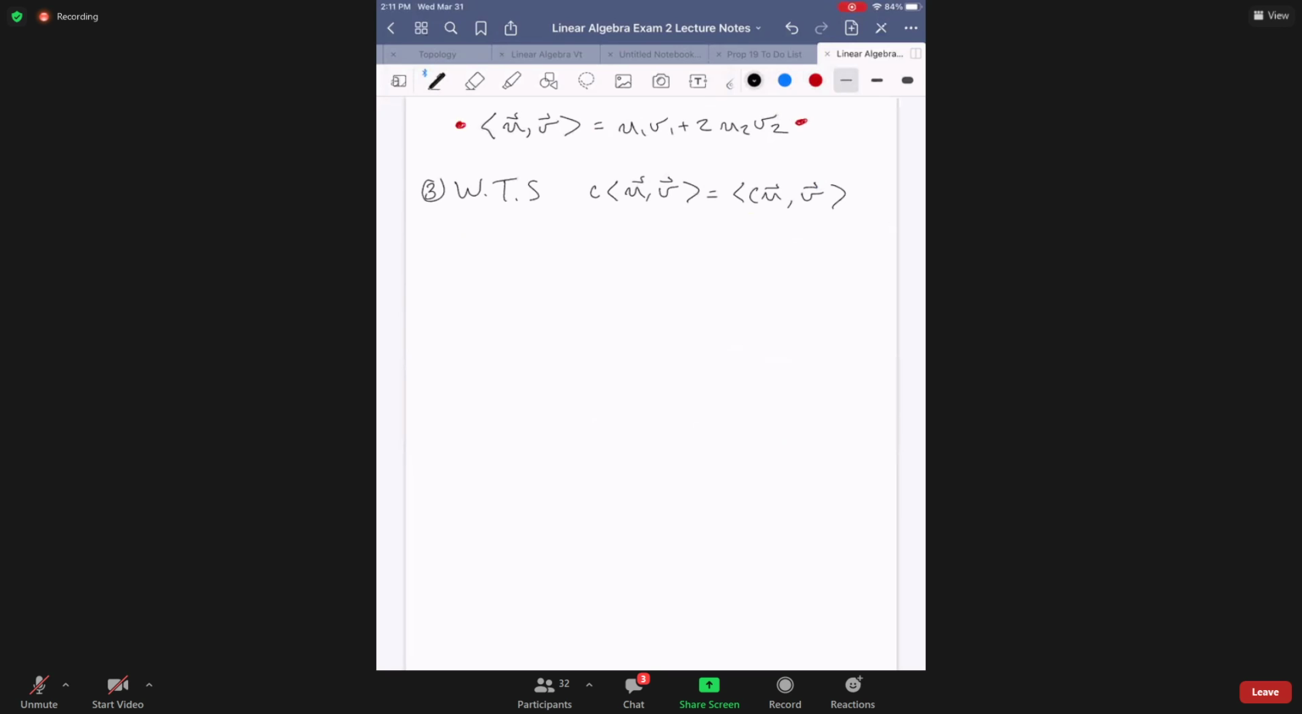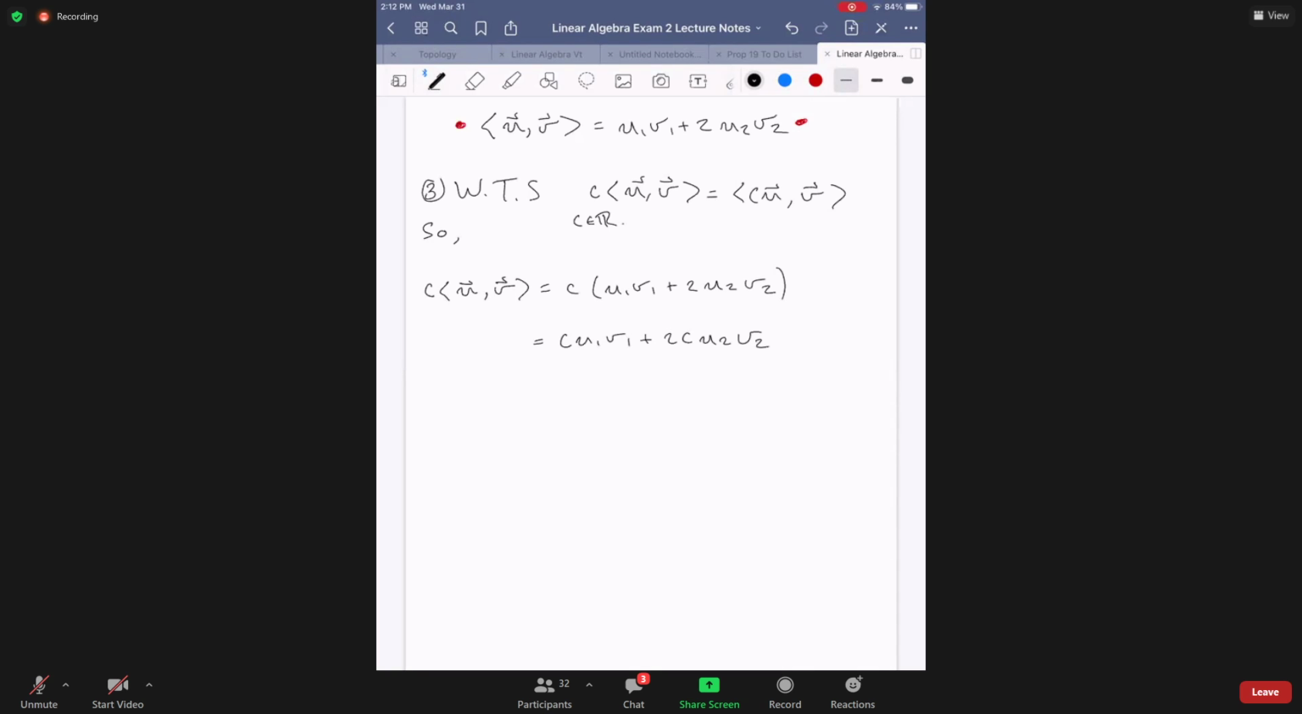But yeah, so let's move on. Here we get, and this C is a real number in this case, right? So we have C times the inner product of u and v. What is this equal to? It's going to be C times u1 v1 plus 2 u2 v2. Okay. So now what we can do is distribute. So you get C u1 v1 plus 2C u2 v2.